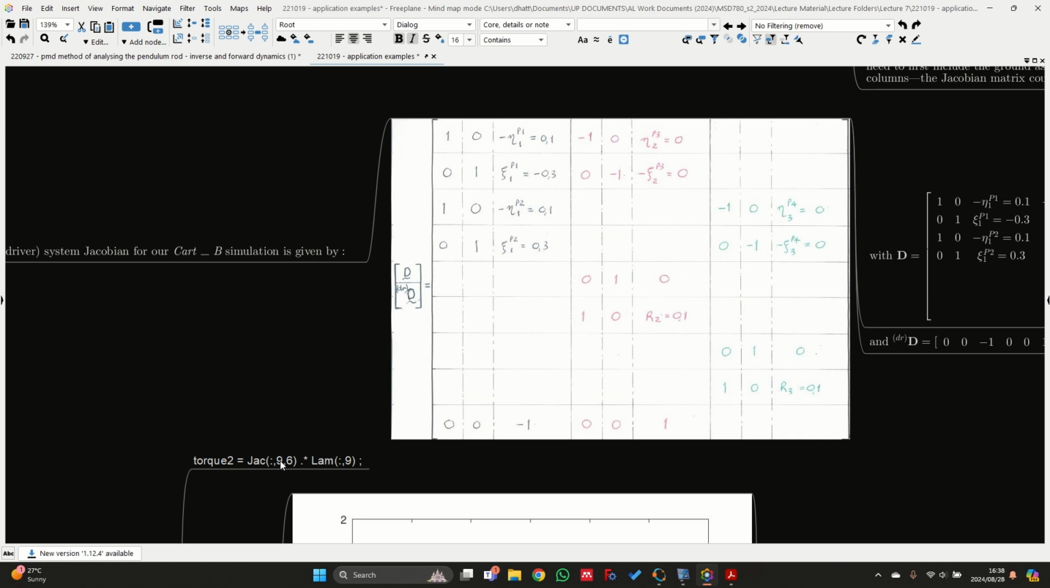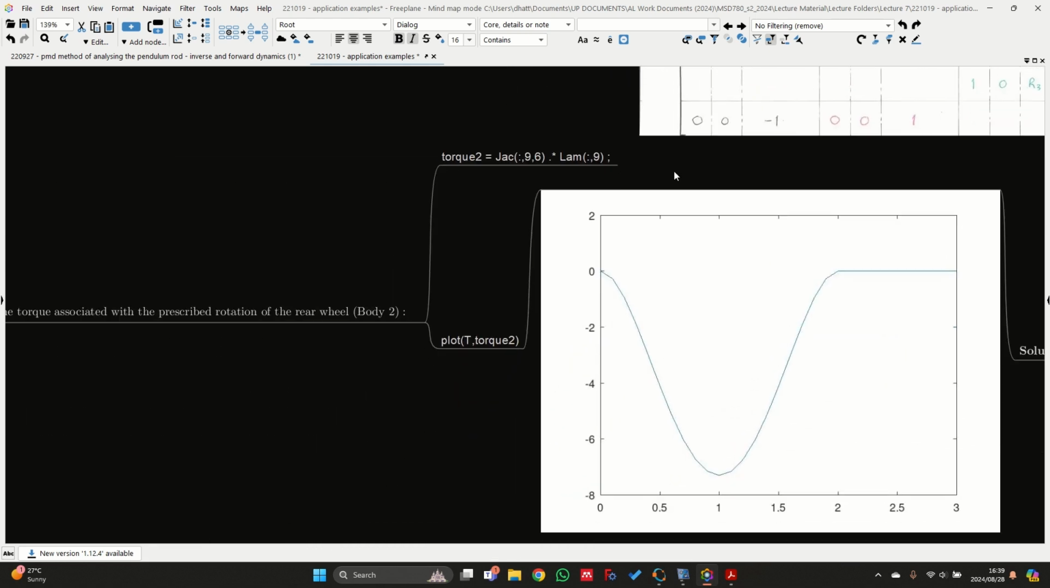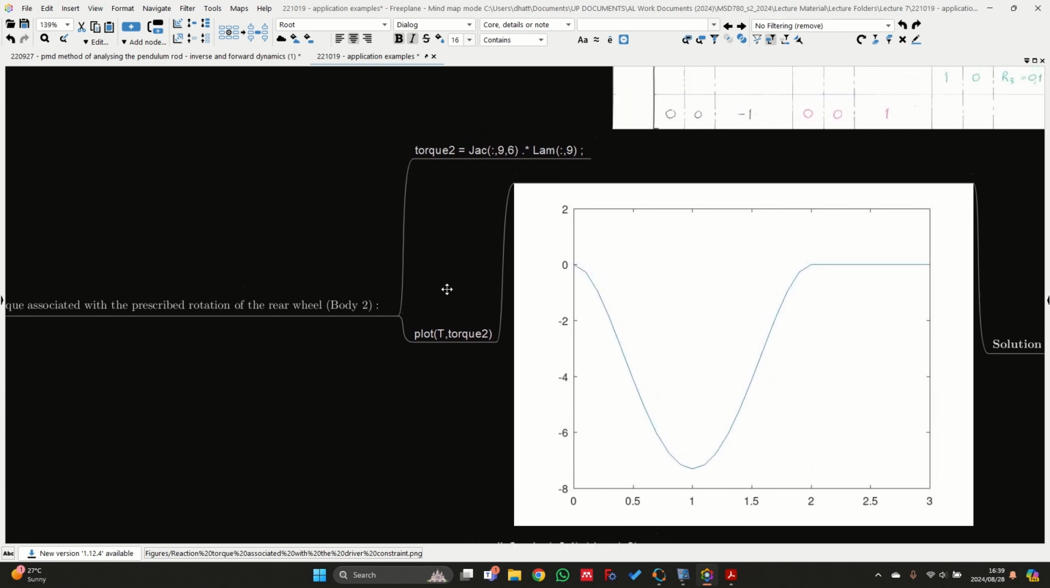Just to double check, if I check the Jacobian, I can see that indeed I'm working with row 9, the final row, and then column 6, this column over here. This is because I'm working on body 2, and I'm interested in the rotational torque, in other words, the torque about the z-axis. That's why I'm using not the x or the y, but rather the rotation about the z component. Okay, so I can then go and plot this.